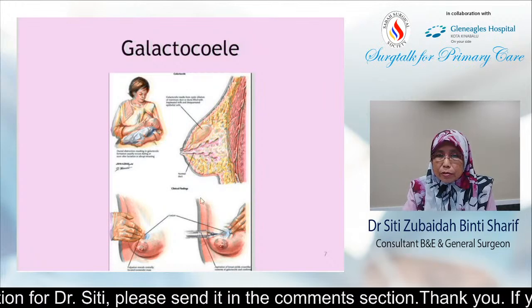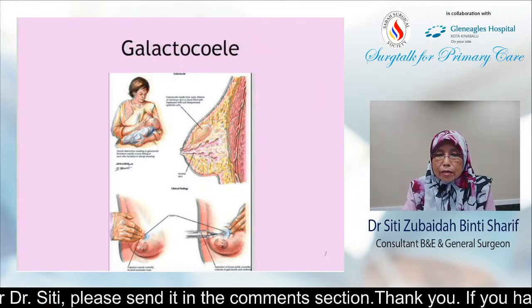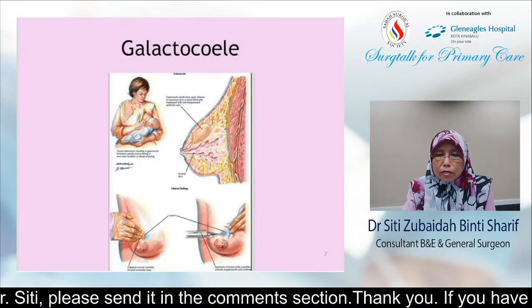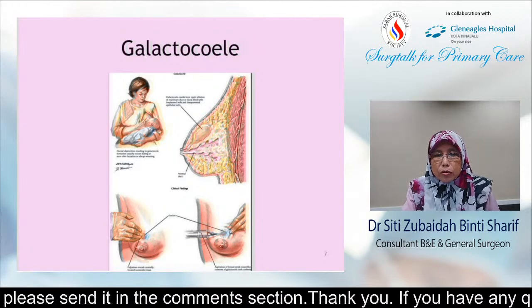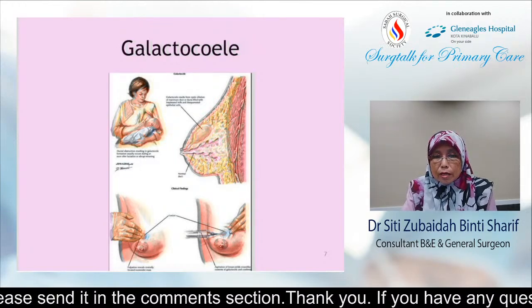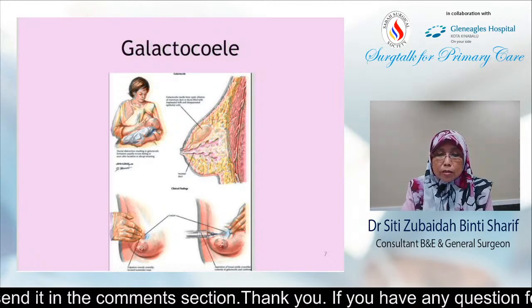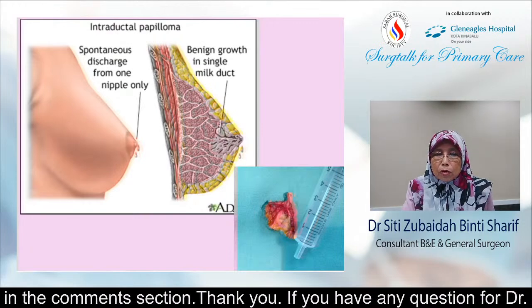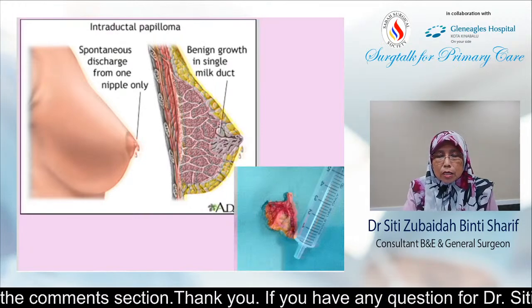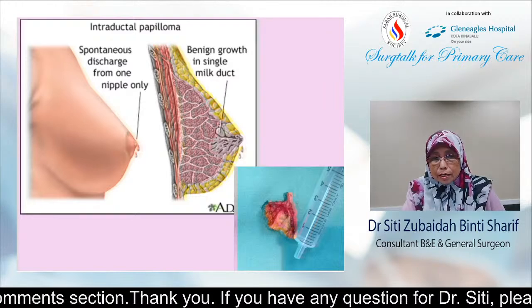A galactocele can present with a breast lump. It occurs in lactating mothers when the duct is obstructed and the milk accumulates. We diagnose this by doing an ultrasound, and we can aspirate it to relieve the pain. For intraductal papilloma, the presentation will be bloody nipple discharge from a single duct.